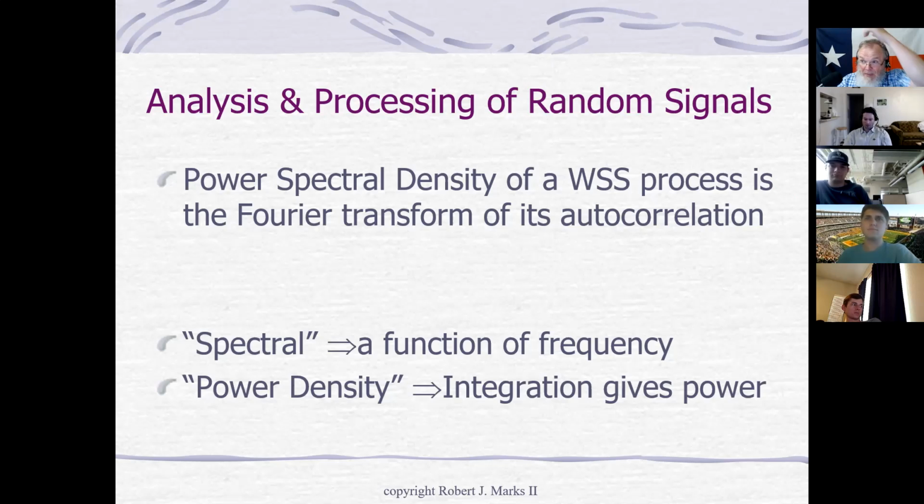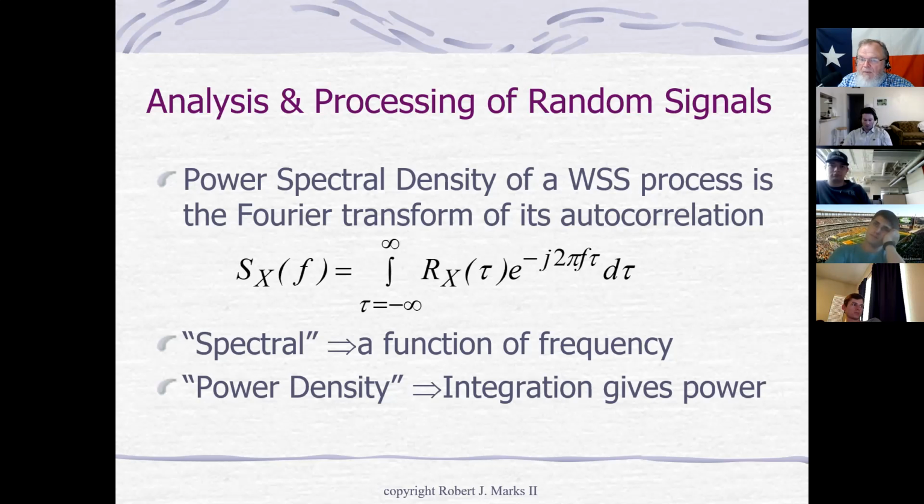Now we have this wide sense stationary one-dimensional autocorrelation function, R sub x. What happens if we take the Fourier transform of that? We get something which is called the power spectral density. And if you've heard of the power spectral density, it's not obvious at all that this indeed should be the case, but in fact it is. What is this power spectral density?